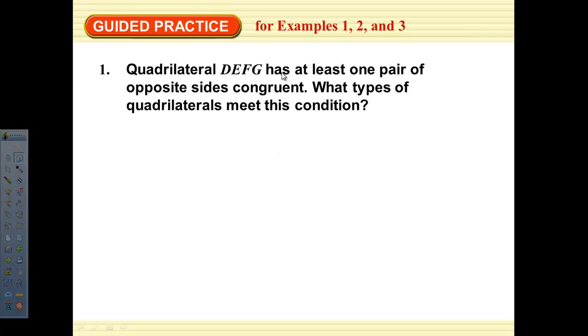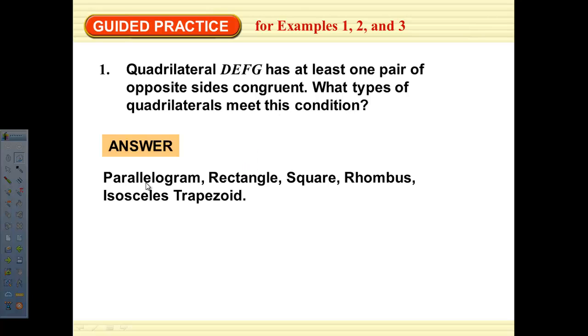It says quadrilateral DEFG has at least one pair of opposite sides congruent. What quadrilaterals meet this condition? Well, we know parallelograms have both pairs of opposite sides congruent. That means that parallelograms, rectangles, rhombuses, squares all fit into that category of at least one pair. For trapezoids, we don't have that true, but for isosceles trapezoids, we have that true. So isosceles trapezoid would fit in there as well, and kite would not fit in there. So those are our answers. Parallelogram and everything below parallelograms, and then the legs on the isosceles trapezoid.